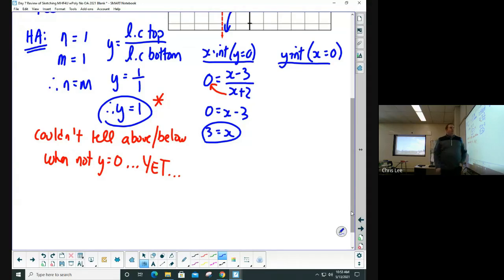Remember, sometimes there would be no x on the top, and you would get 0 equals negative 3, which doesn't make sense, which would mean the conclusion is there's no x-intercept. Okay, but in this case there is, it happens at 3.